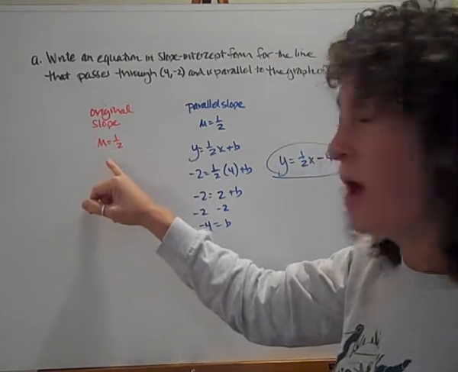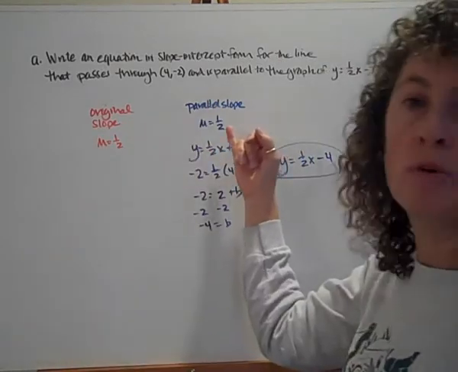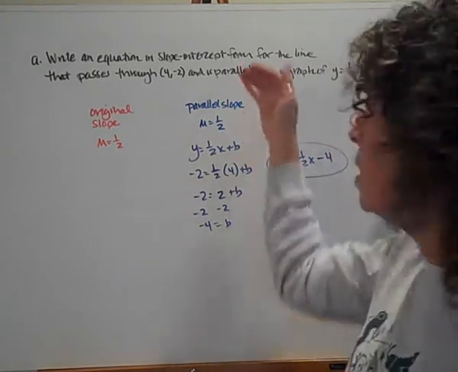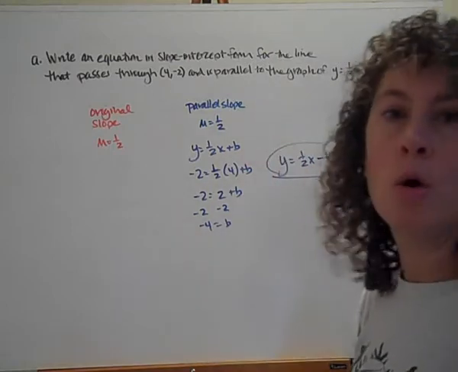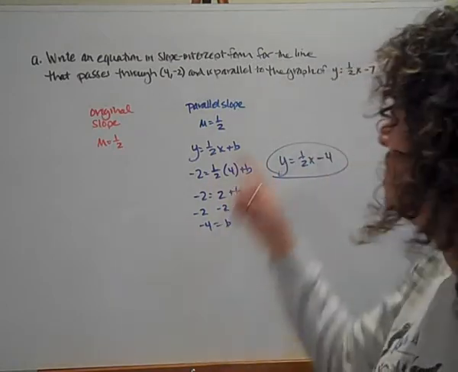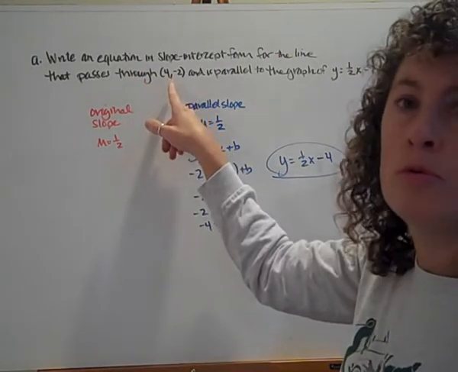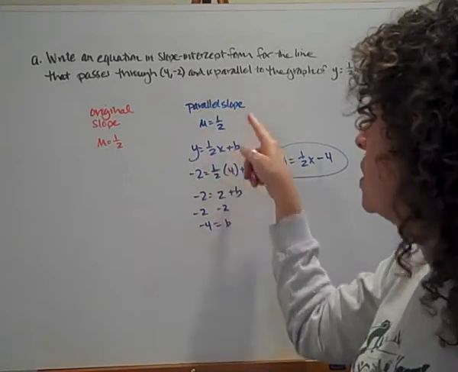The slope of the original line is 1/2. Since I know the slope of the original line has to be the same as the slope of my new parallel line, I'm going to use the same slope. But everything else, I'm going to wipe clean. So the only thing I know right now about my new line is that it has a slope of 1/2. They also tell me that it has to go through a point. They've given me a point on that new line, (4, -2).